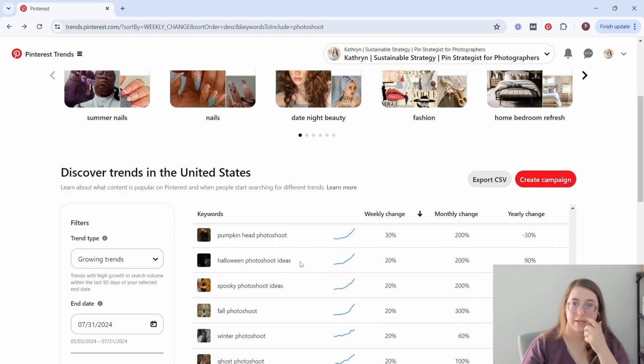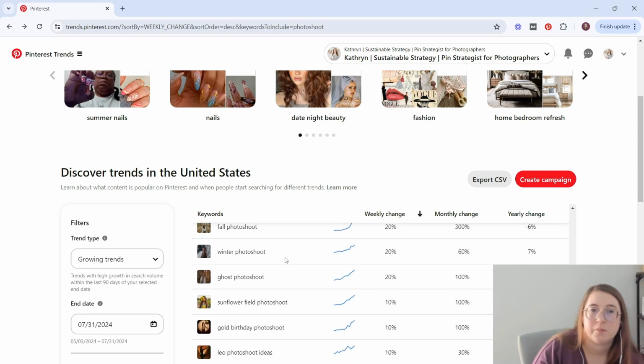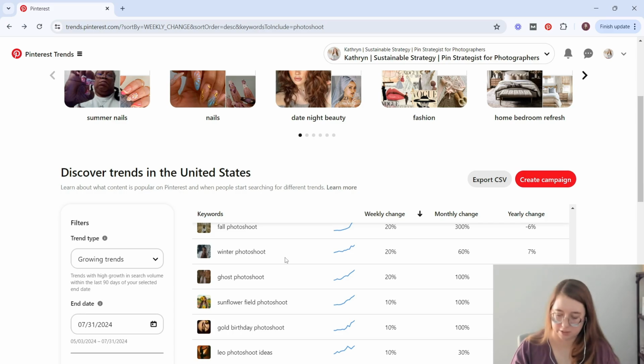Halloween photo shoot ideas. This is good for any product photographers that maybe have businesses that promote during Halloween. Notice that photo shoot ideas shows up a lot, so that terminology like ideas, inspiration, those are great photography keywords to include. Winter photo shoot is starting to trend, so you can see that people are already looking towards winter even though it's not even fall yet.